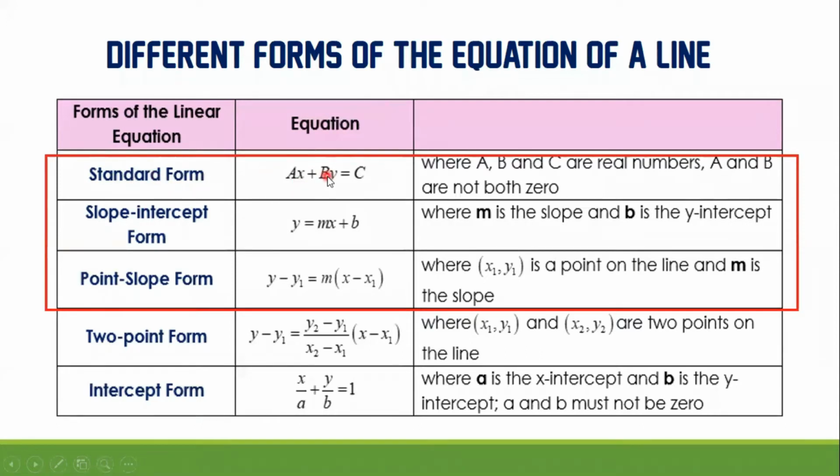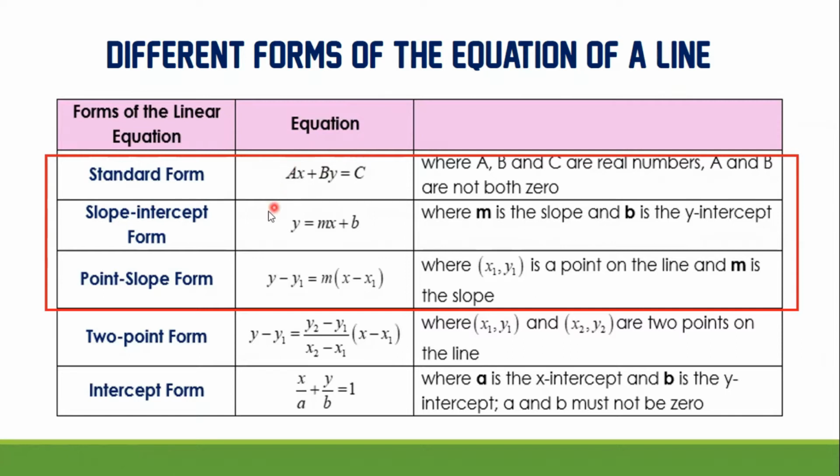The standard form is Ax plus By equals C, where A, B, and C here are real numbers, and A and B must not be equal to 0. And let's set a common ground here that A, B, and C must not be written in fraction form, as well as your leading term, or the value of A, must be positive.